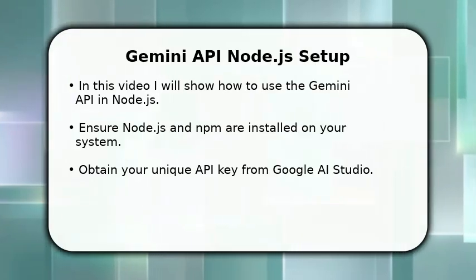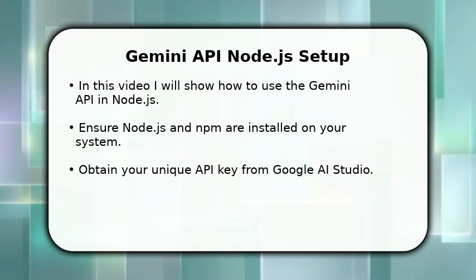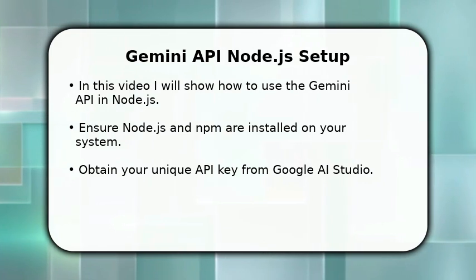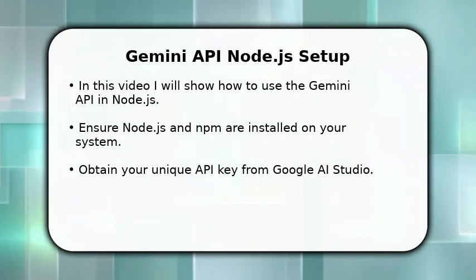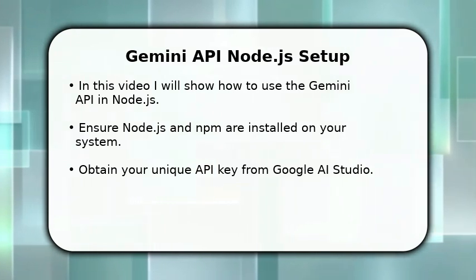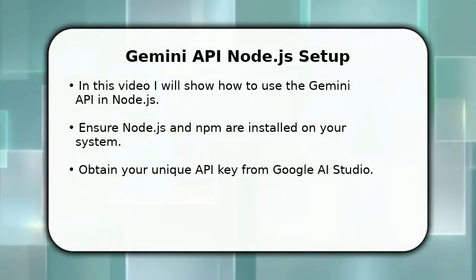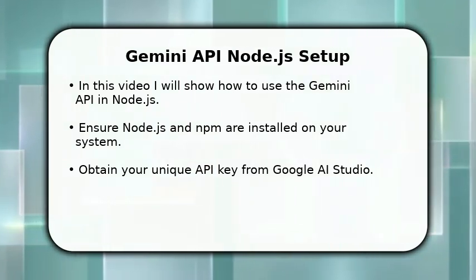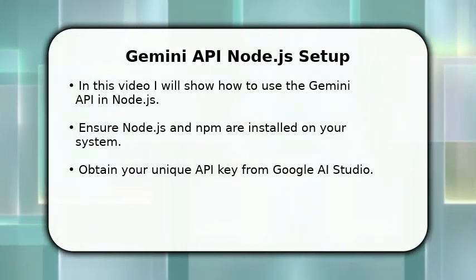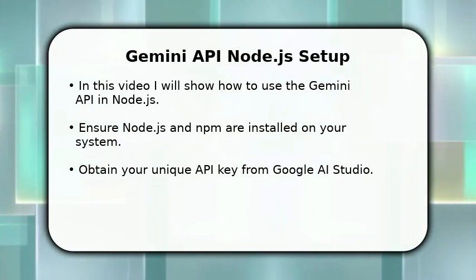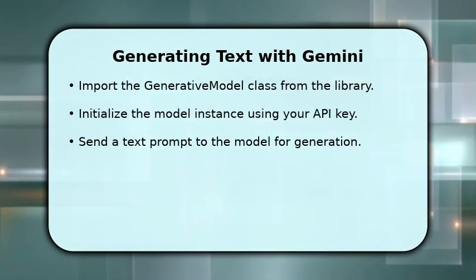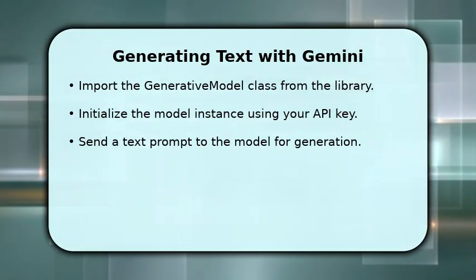In this video, I will show how to use the Gemini API in Node.js. We will begin by ensuring you have Node.js and NPM ready on your machine. Next, you will need to secure your personal API key from Google AI Studio, which is a straightforward process. Finally, we will install the necessary Google Generative AI Client library using NPM, preparing our environment for development in just a few simple steps. Once your setup is complete, generating text is quite simple.